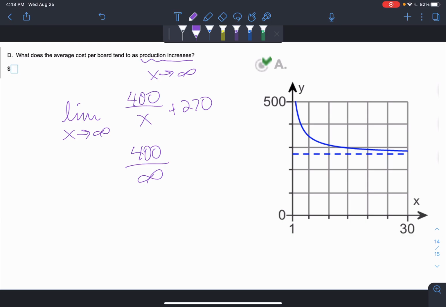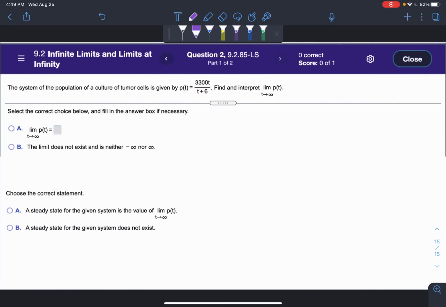Okay, let's do one more quick application problem. We have this population of a culture of tumor cells given by this function p of t. We are first trying to find the limit of this function as t gets really large, which I imagine t means time. So as time goes on, how does the population of this culture of cells behave?